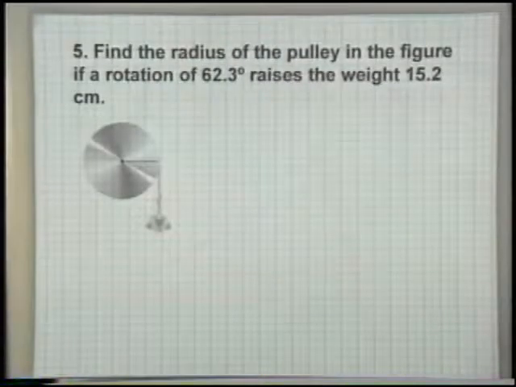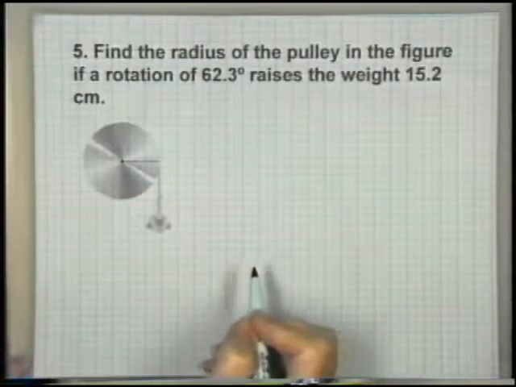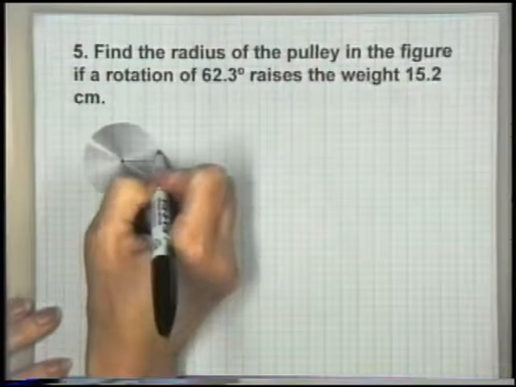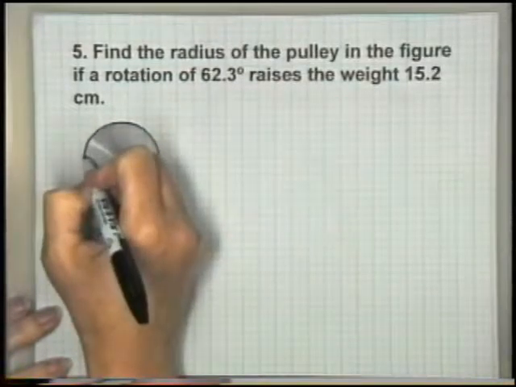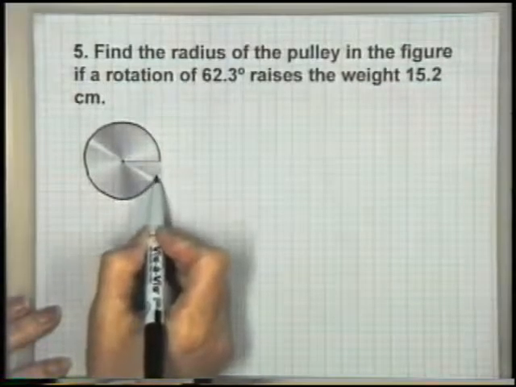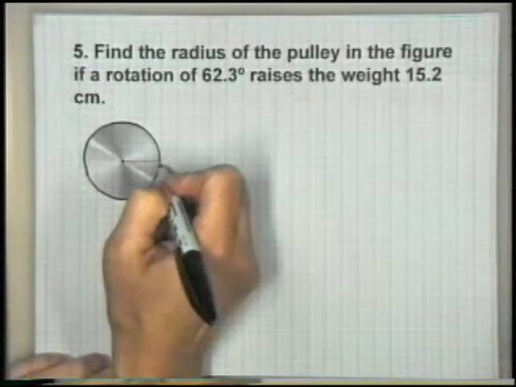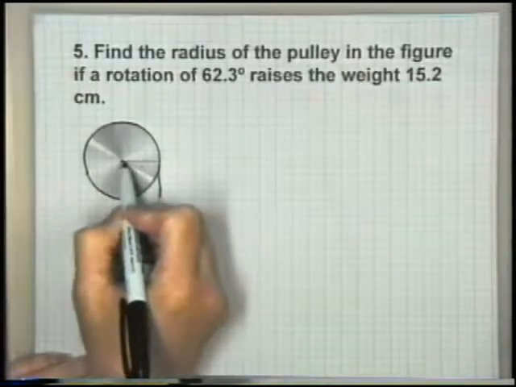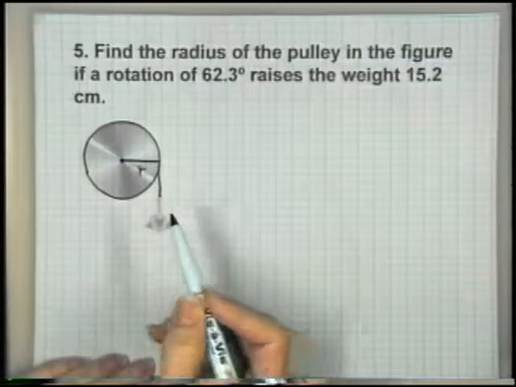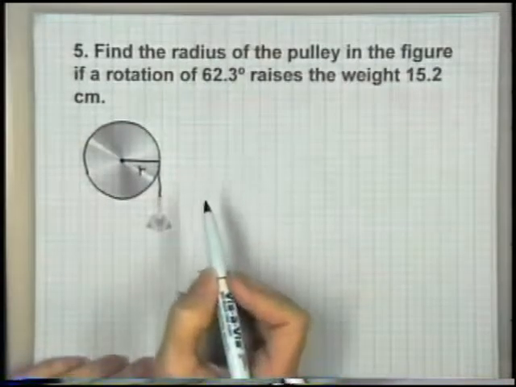Now let's look at the next problem. It says find the radius of the pulley in the figure if a rotation of 62.3 degrees raises the weight 15.2 centimeters. Well, here's the weight, here's the pulley, and along the edge of the pulley, which would be the circumference of the circle, there's this cable, and we'll label that the radius of the pulley, and that's what it's asking us to find.